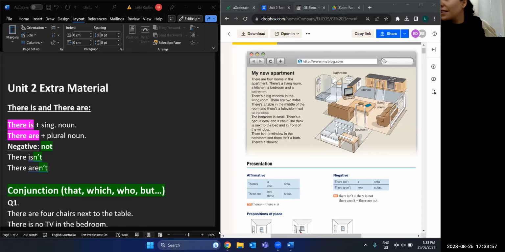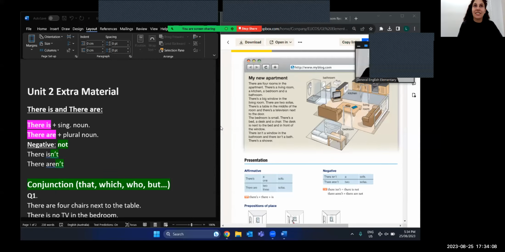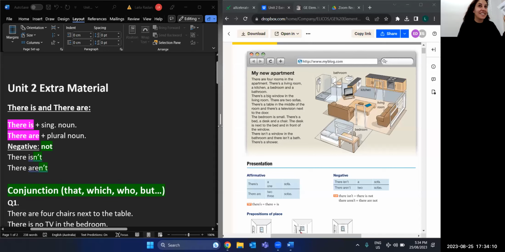Okay, so I'll share my screen so you can see it. So if you remember in this unit, you don't have? You don't have? I have a copy for you. Let me give you a copy. One second.